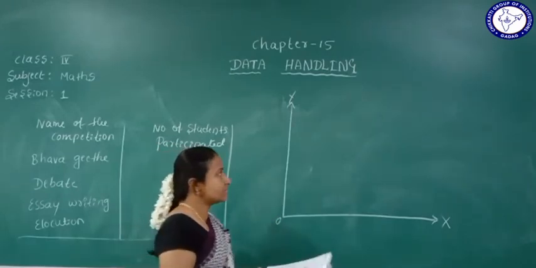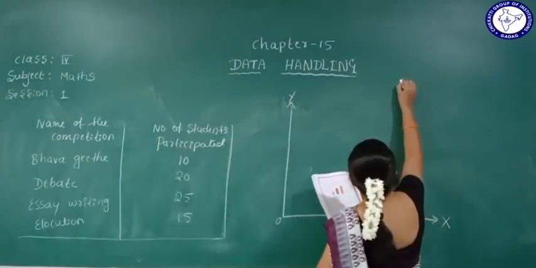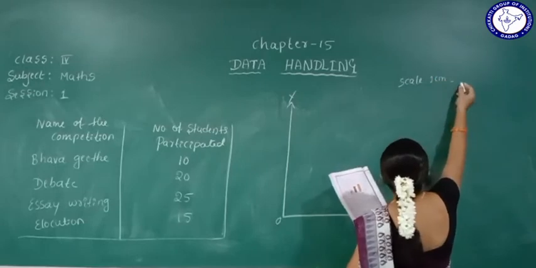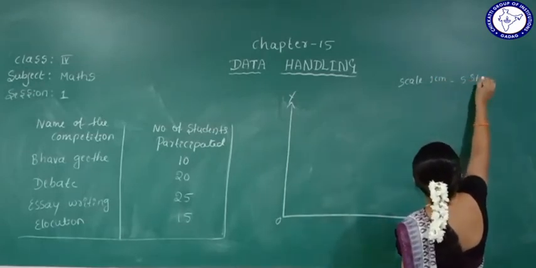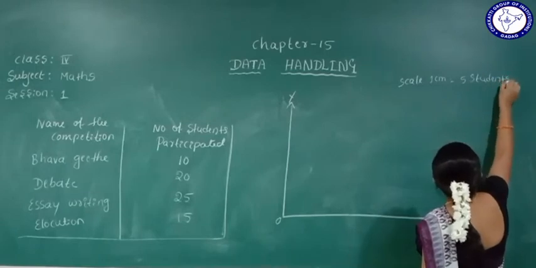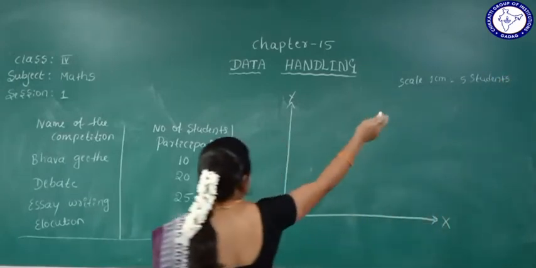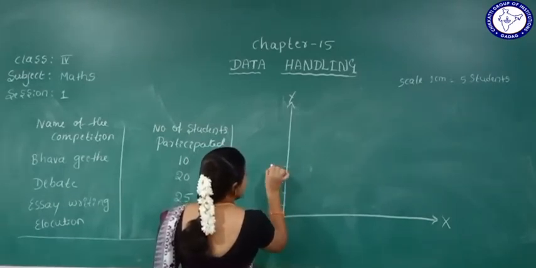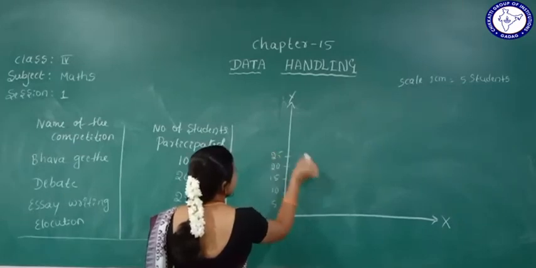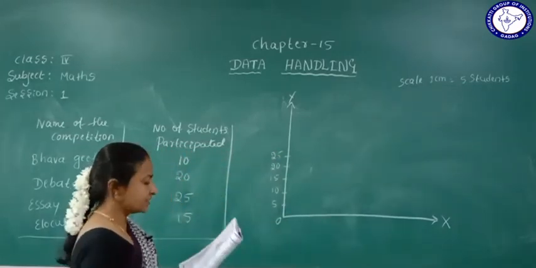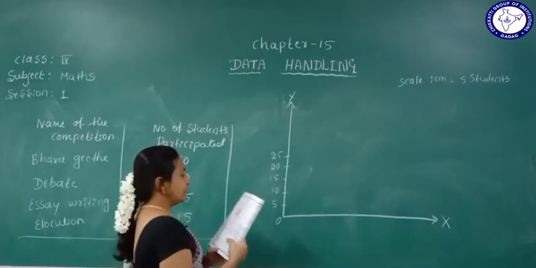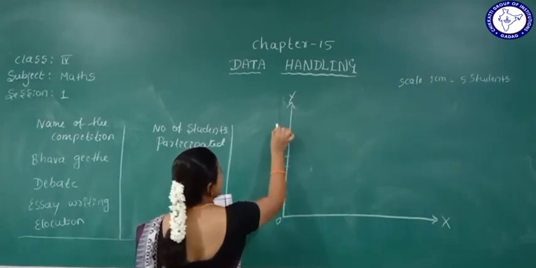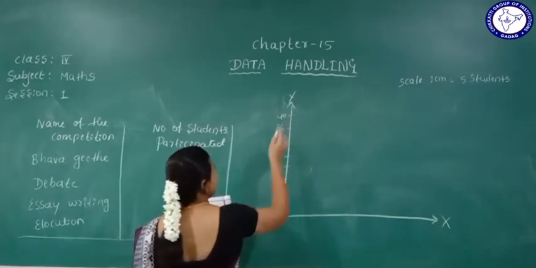So now we will consider the scale, which we can write here in the corner. Scale: 1 centimeter is equal to how many students will we take? 5 students. 1 centimeter is equal to 5 students. It means we will start from here, 5, 10, 15, 20, 25. Yes, so we can consider here up to 25. We'll write 30, 35, up to 40 here.